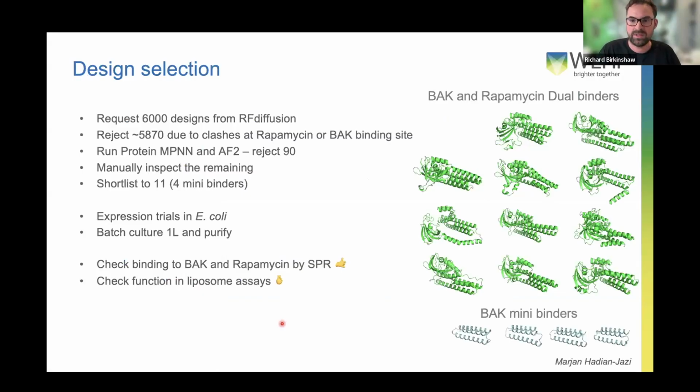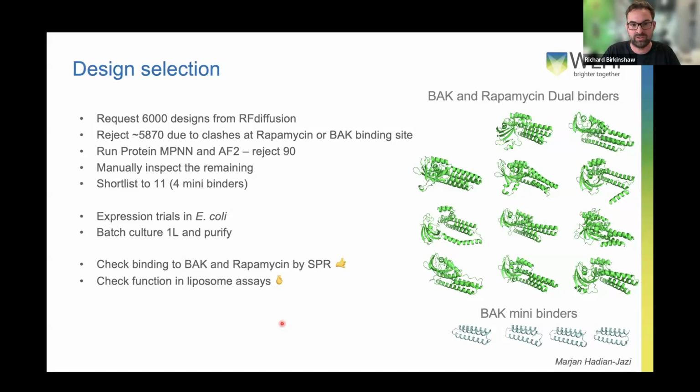At the end of this whole process, we had requested 6,000 odd designs from RFdiffusion. Due to the way we were running it, straight out of RFdiffusion, we could reject a lot very early on, just based on clashes at the rapamycin or BAC binding site, because these had not been included in RFdiffusion when we were making these designs. So we only ended up around 130 odd that we were actually running through Alphafold 2.